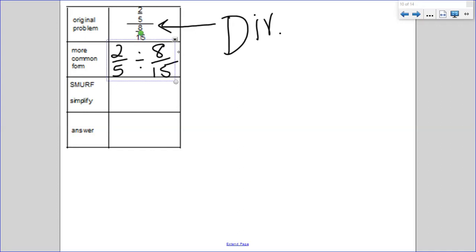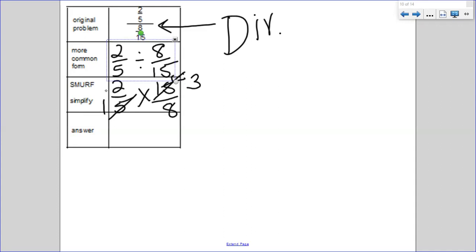Okay? So now what we're going to do is we are going to smurf it. So same, multiply. Now I'm going to flip this. You are flipped. They're both positive, so I don't have to worry about that at all. And I'm just going to start looking for cross reducing. So 15 and 5 can be cross reduced here because 5 can go into both of them. So 5 goes into 5 one time. 5 goes into 15 3 times.